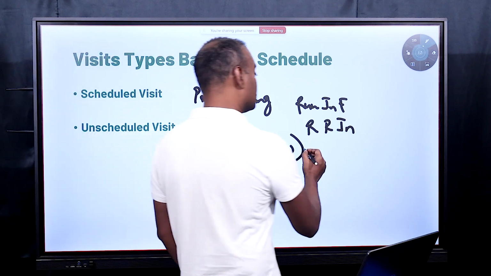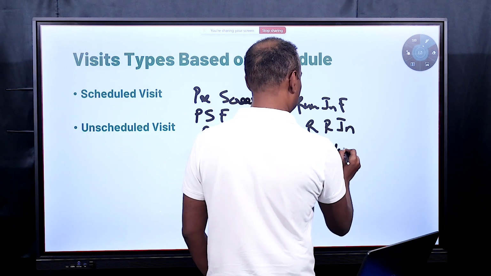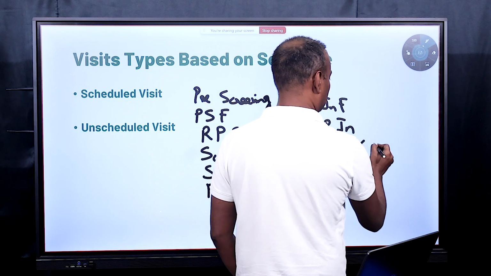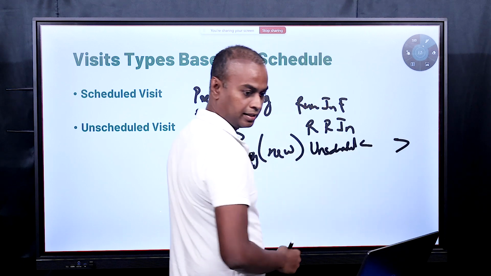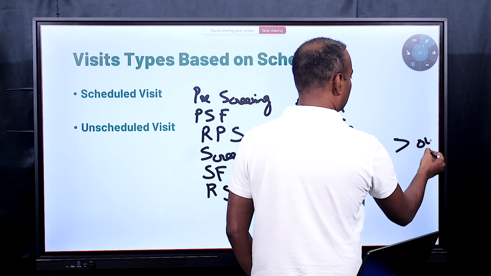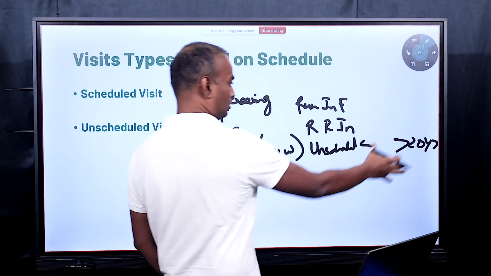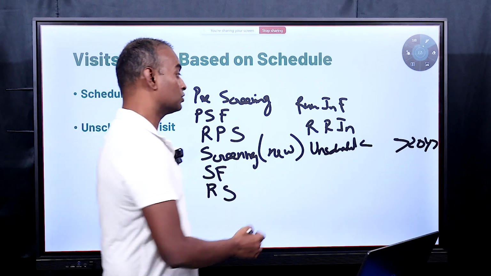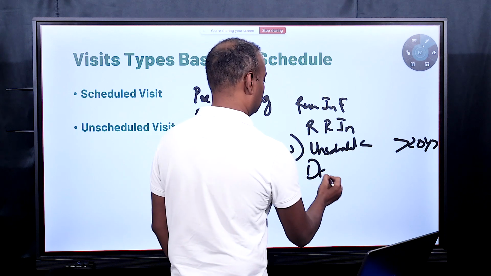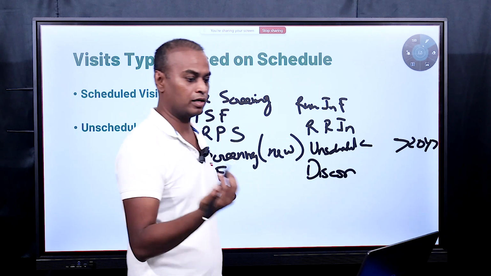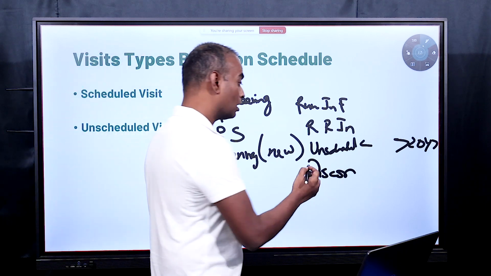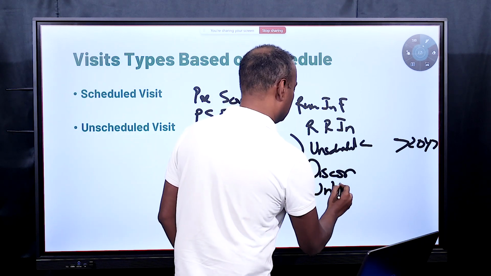Next one is we have unscheduled visits. So it will be represented as unscheduled. It will be a bracket here and also 0y. We will look at what all these notations are when we go to the actual unscheduled visit. Next one is discontinuation. We don't know when we have to discontinue the patient from the clinical trial. And also unblind subject.